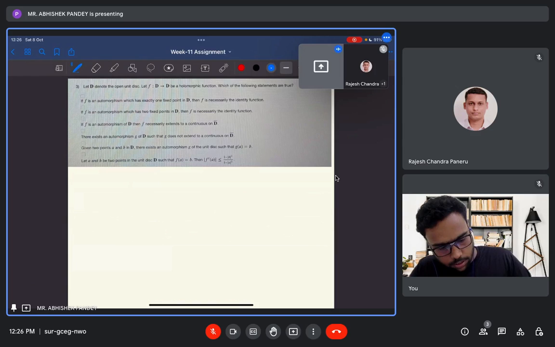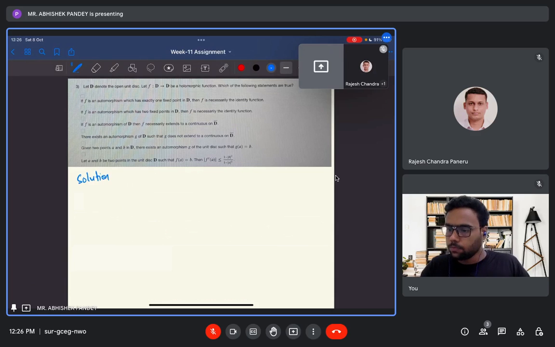So now let us see the solutions of this one. It is saying that if f is an automorphism which has exactly one fixed point in D, then f is necessarily the identity function. You can construct an example, so this is not the case. This is not true. Basically, I will give the idea.